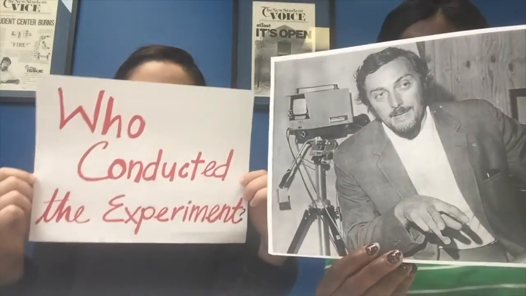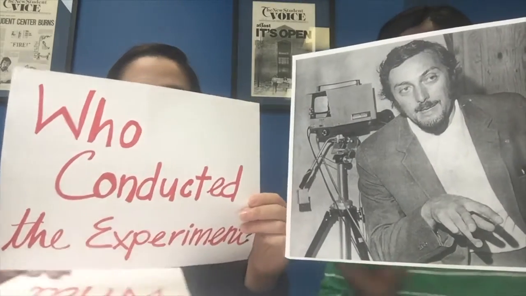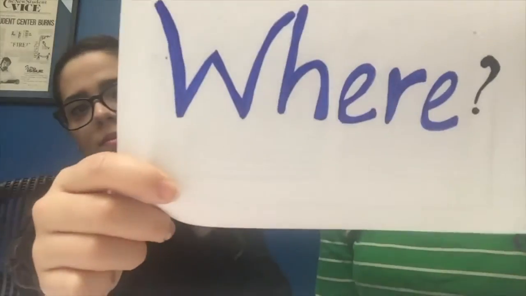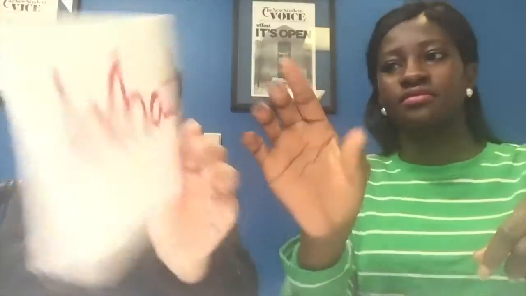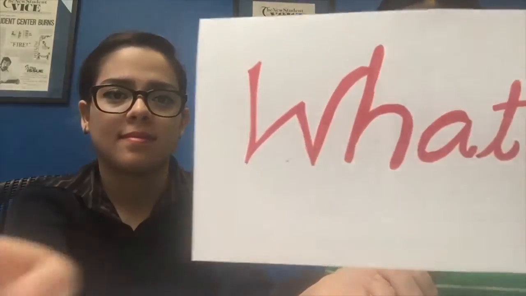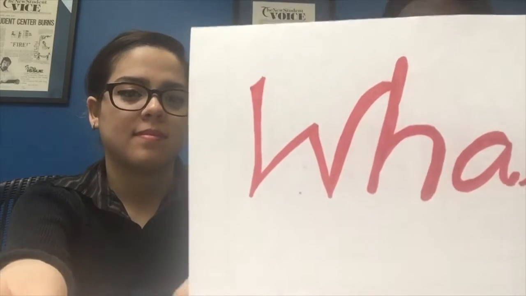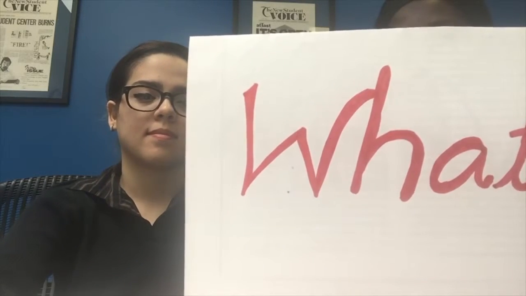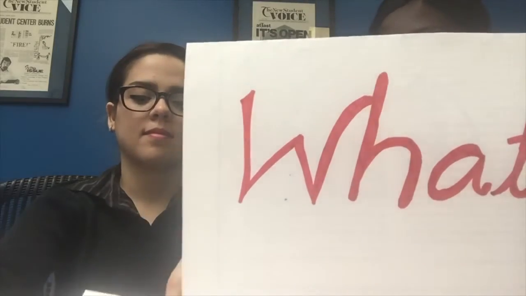Who conducted the experiment? It was conducted by Philip Zimbardo, a psychologist and a professor emeritus at Stanford University, in August of 1971. So where was the experiment conducted? Their experiment was done in the basement of Stanford University Psychology Building. They changed the basement into a mock prison. What about the duration? The experiment was supposed to last 2 weeks, but the actual duration was 6 days after objection. The study comprised 24 male college students who were paid $15 a day to participate in this experiment.